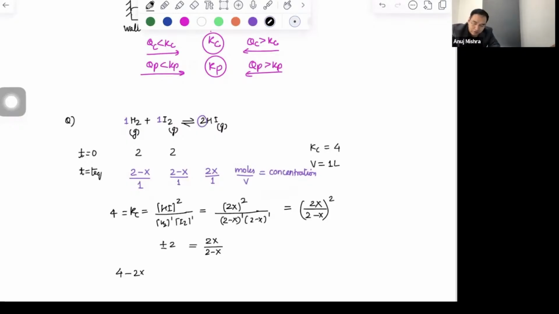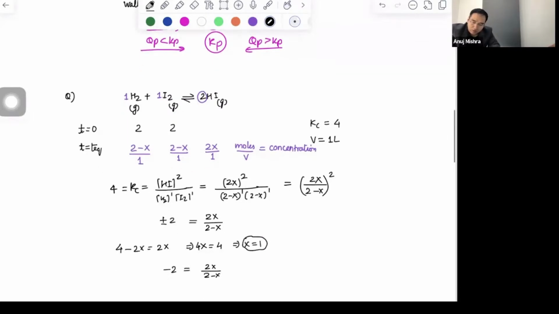4 minus 2x is 2x. So this gives 4x is equal to 4, or x is equal to 1. For the minus sign, 2x minus 4 is 2x. So ये मेरे को कुछ भी नहीं दे पा रहा है, nothing. Okay, this is not giving me anything. So can I say this value is anyway useless.